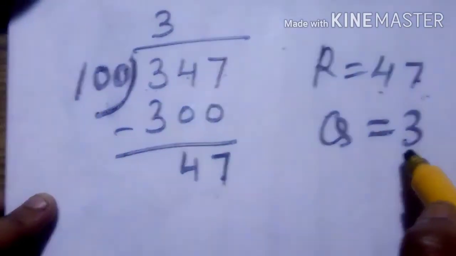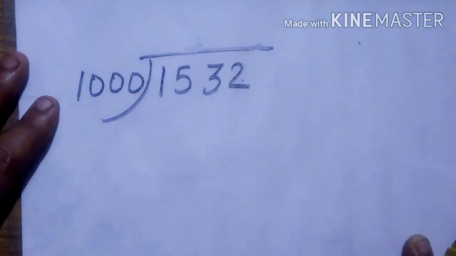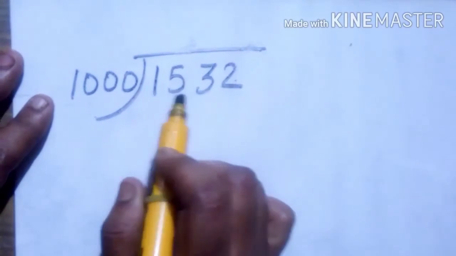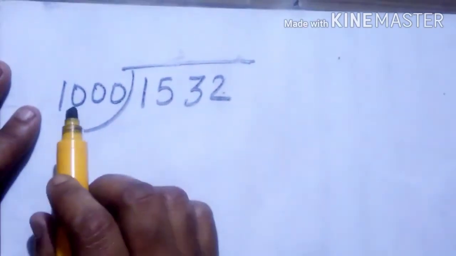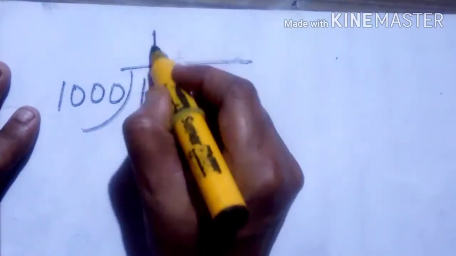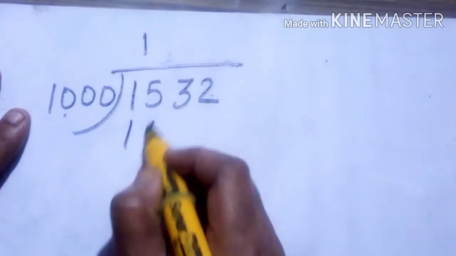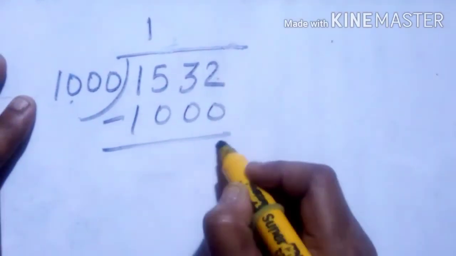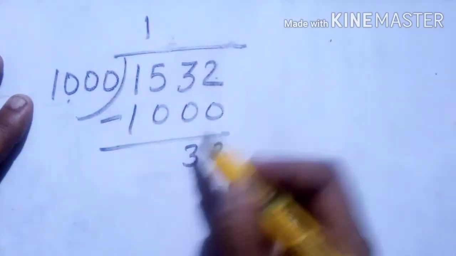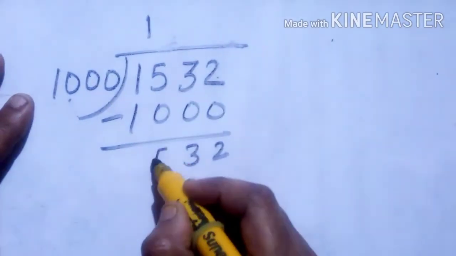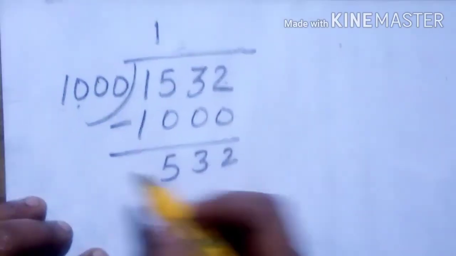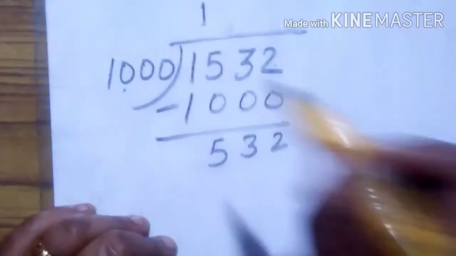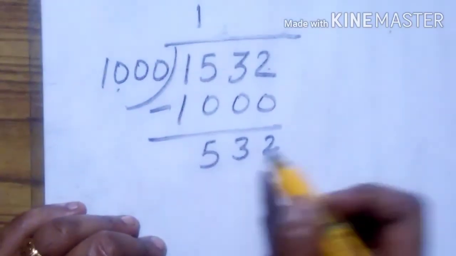Next is division by 1000. So here I have taken the number 1532 divided by 1000. So 1 times 1000, 1 times 1000. Then subtract. 2 minus 0 is 2, 3 minus 0 is 3, 5 minus 0 is 5. Okay, 532. Now it will not go because 532 is less than 1000. So 532 is the remainder.